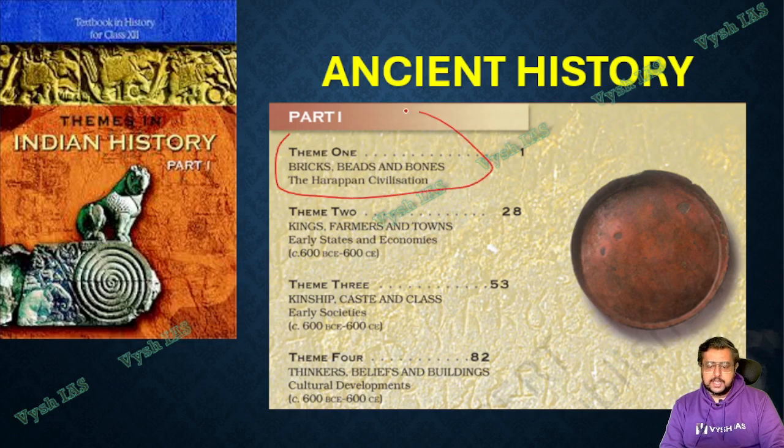First is Harappan civilization. Then we have kings, farmers and towns. If you see, it's timeline based. First it will be around 2000 BC and all, then it will become 600 BC, then 600 AD, and then post that. So thinkers, believers, the kingship, this is all what you study in textbook 1 of class 12th, which is equivalent of your class 6th, or an enhanced version of your class 6th.